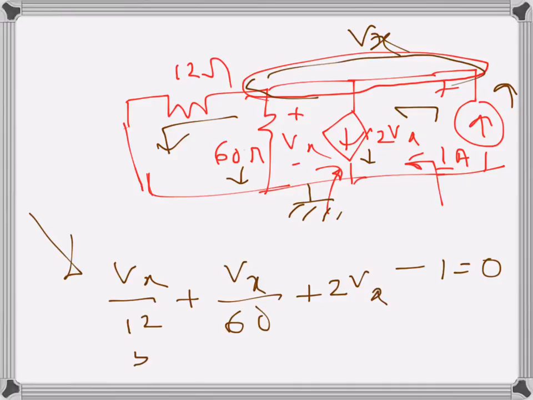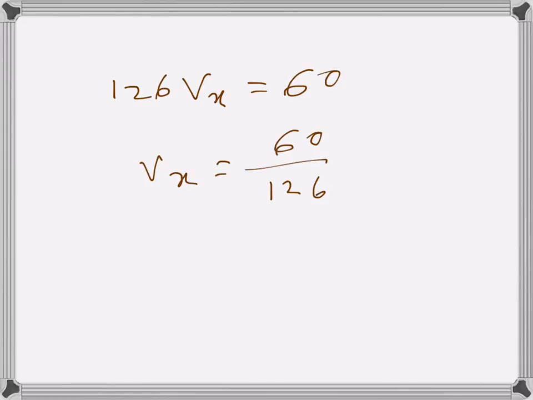When I multiply by 60, it is 5Vx plus Vx plus 120 Vx minus 60, equals 0. So it's becoming 126 Vx is equal to 60. So Vx will become 60 over 126, which is 0.476 volts. So this is the voltage Vx.